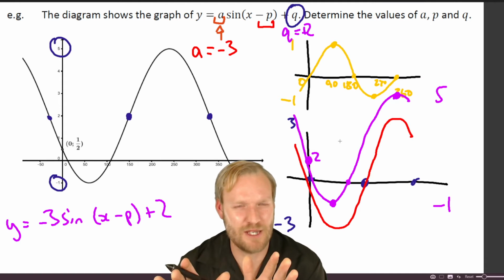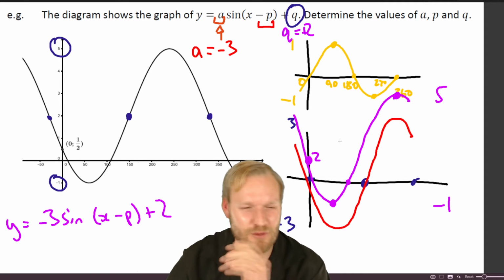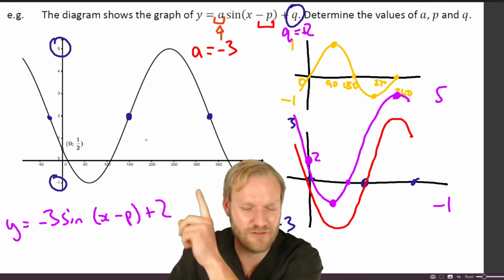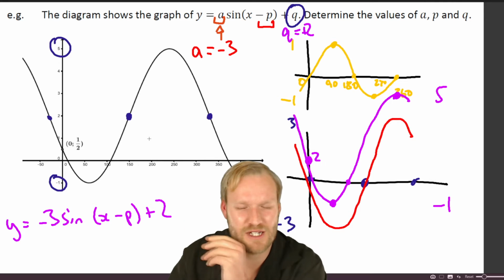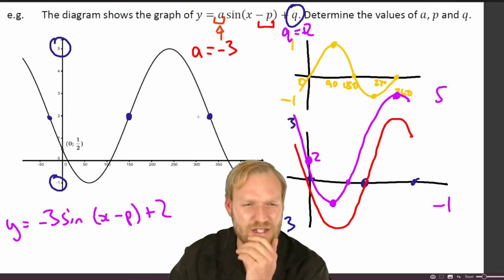Okay, so take a pause, take a breather, see if you can see what's happening. We've got the purple graph, and we need to turn it into this graph over here. It's almost there. We just need to move it left by a smidgen. Okay, so let's see how much we need to move it left by.